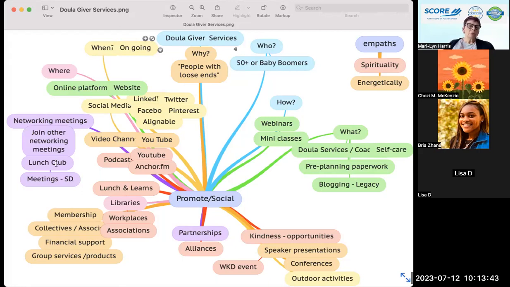There's the lunch club. That's an online group. You get matched or you get picked. You can do meetings locally, that type of thing. So these are more local events or online networking opportunities. And then you're going to have, so that's where you're going to find them.